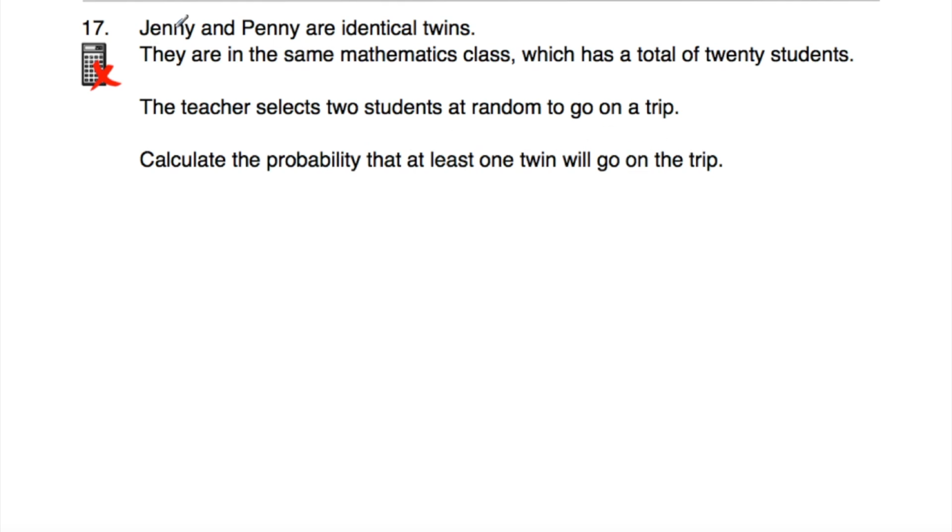So that could be Jenny and somebody else, Penny and somebody else, or Jenny and Penny. Actually, in terms of how they're selected, it could be Jenny and somebody else, or somebody else and Jenny, and so on.